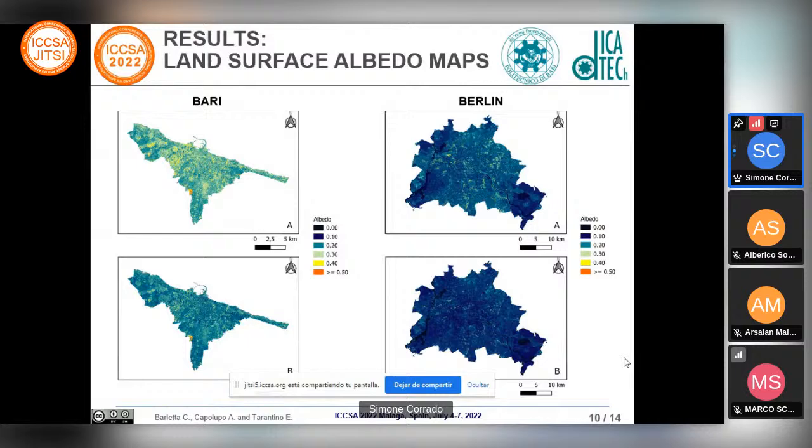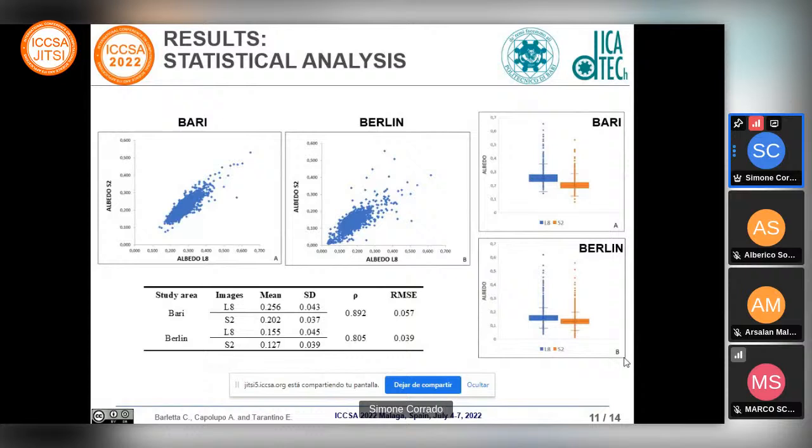Here we see the fundamental statistic metrics, the scatter plots between Landsat-8 and Sentinel-2 albedo estimations, and the box plots of the albedo values on the right of this slide. The scatter plots show a good correlation between Landsat-8 and Sentinel-2 estimation, but several outliers are present, in particular for Berlin study area, probably due to its greater size and heterogeneity in land cover than Bari territory.